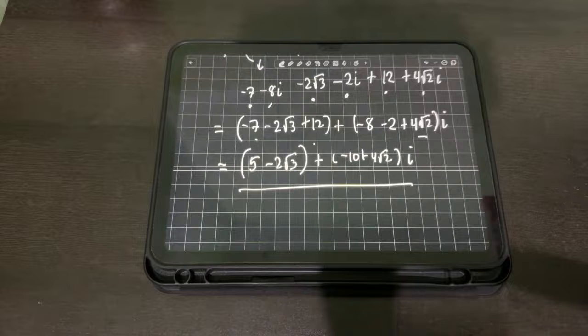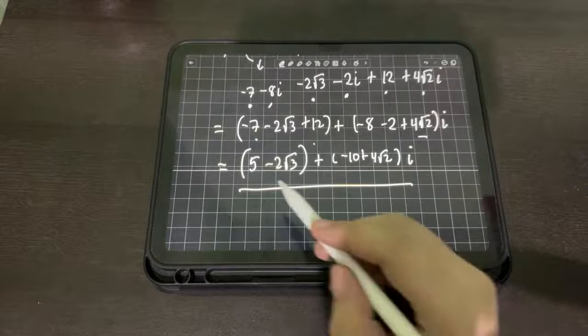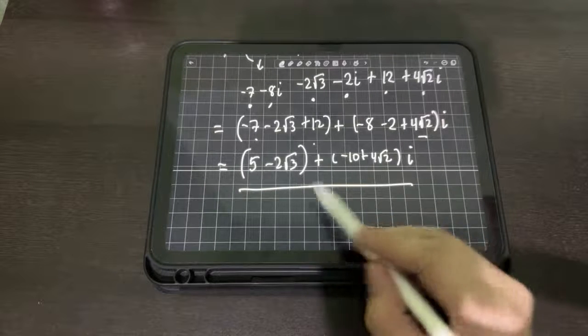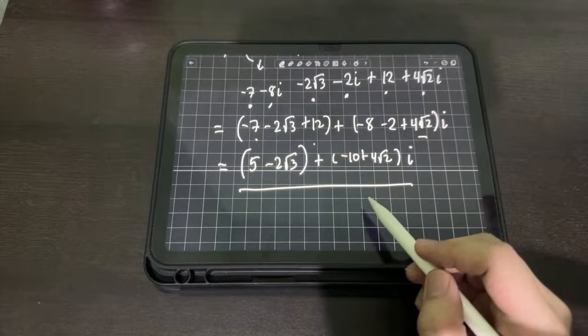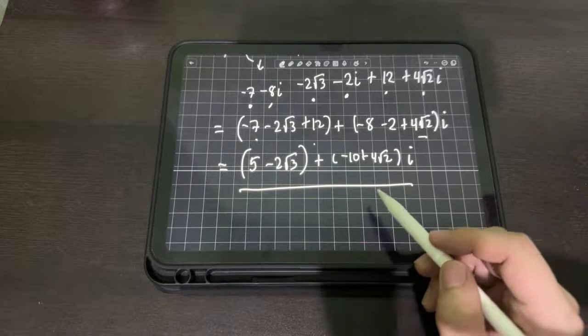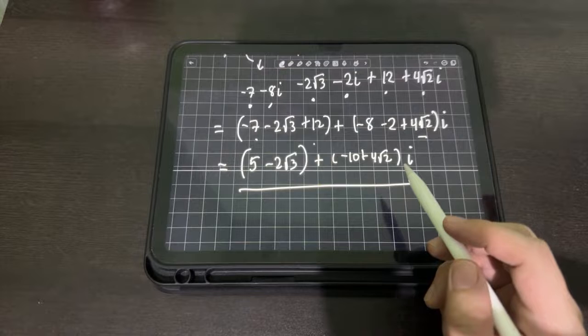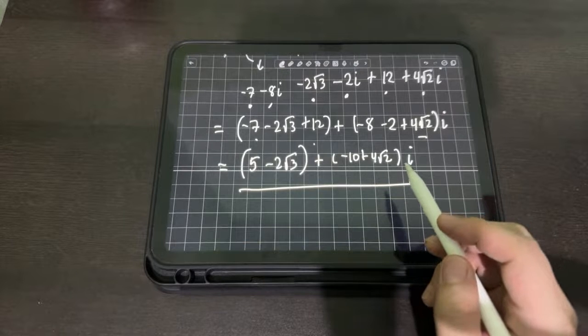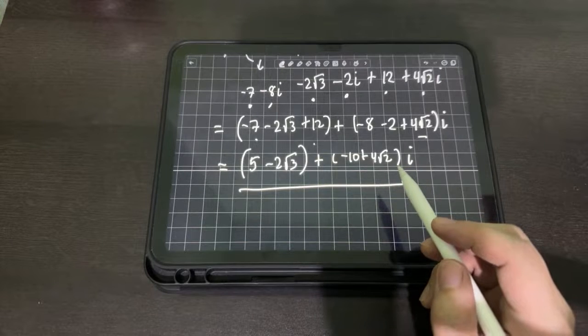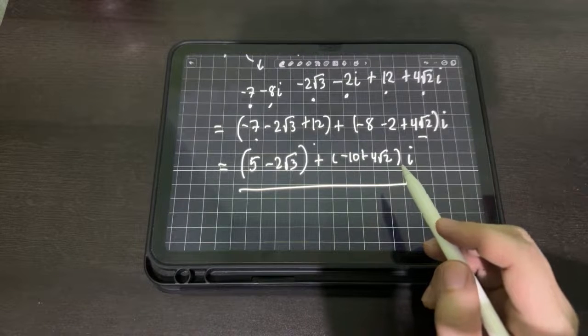So you can use a calculator. You can also have the equivalent approximate decimal for this complex number. Okay, later I will show you how to use the calculator to check our answers, because we can use the calculator to perform different operations on complex numbers.